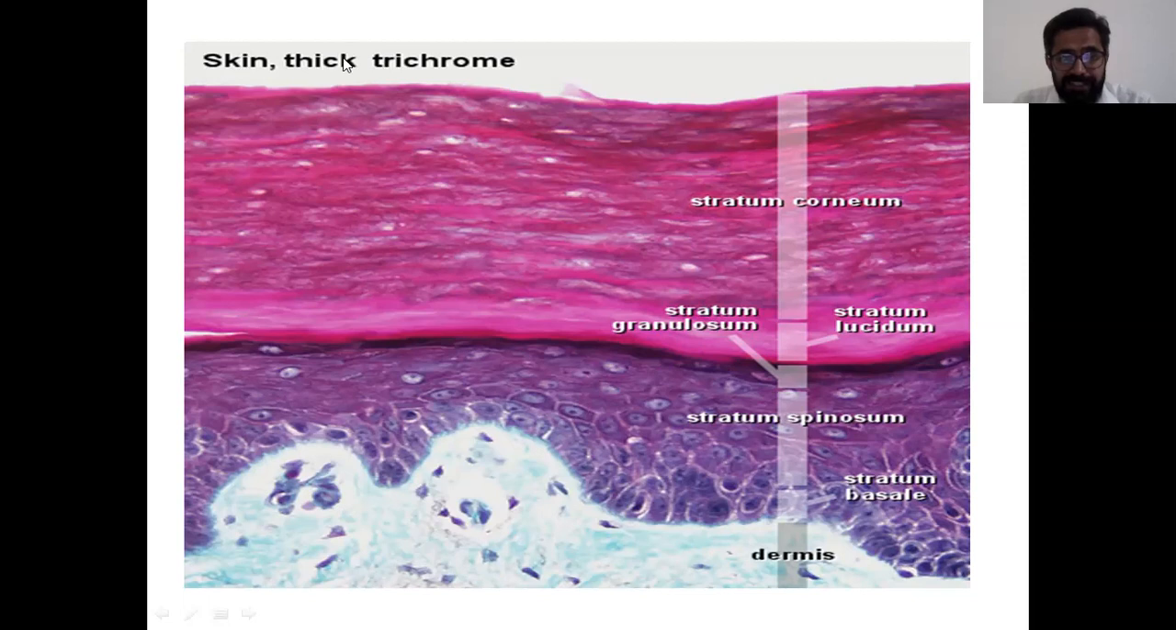you can see that the skin is labeled as thick. Basically, in every body, skin is of two types: thick skin and thin skin. And at this point, if you were with me in the lab sessions, I was just going to ask you to feel the palm of your hand and the back of the palm.